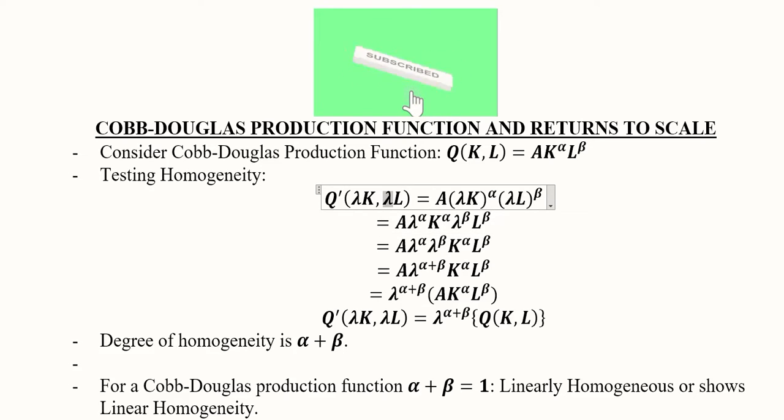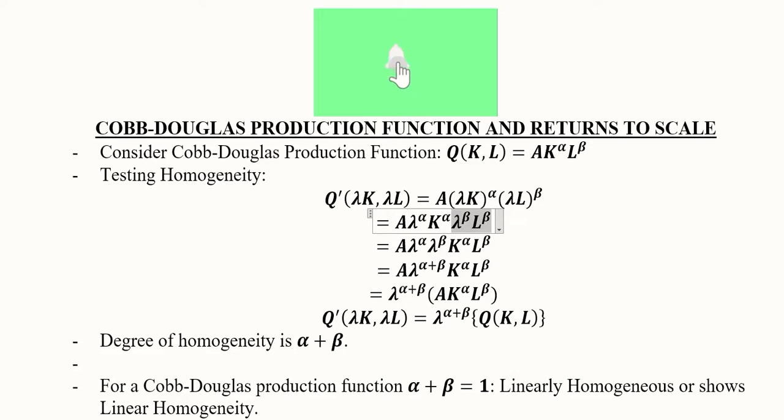So on the left hand side and on the right hand side, we can see that lambda is introduced, and when we introduce lambda here, it should be inside this bracket because capital has a certain power, that is alpha, and labor also has a power of beta. So whatever gets introduced to labor and capital should also possess that power. Now we can separate these bases, that is lambda^alpha, K^alpha, and then lambda^beta and L^beta.